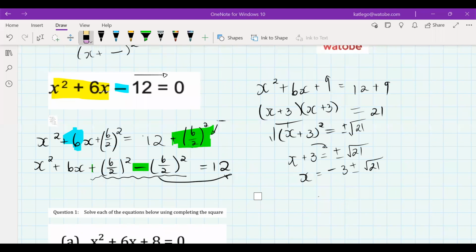So can I leave it in square root? Just listen to your teacher, but I used to leave it in square root quite often, unless they ask for decimal places, then I would just simplify it further.